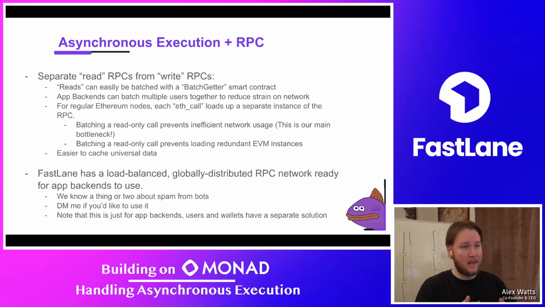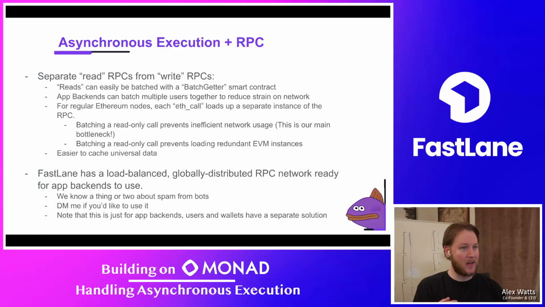The other thing is that, this is something that Fastlane also wants to really help out with. We've got a load balanced, globally distributed RPC network that's ready. This is meant just for reads. We will have a different take on the writes because they deserve a different type of approach in order to be maximally fast and maximally aligned with the Monad ecosystem. But for these reads, especially for app backends, we're ready to go.